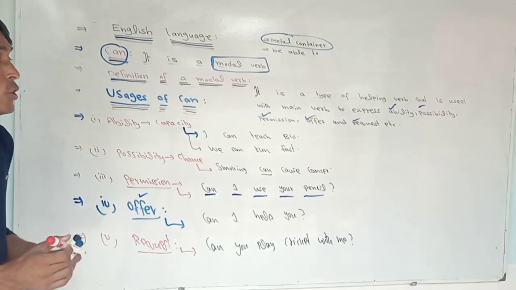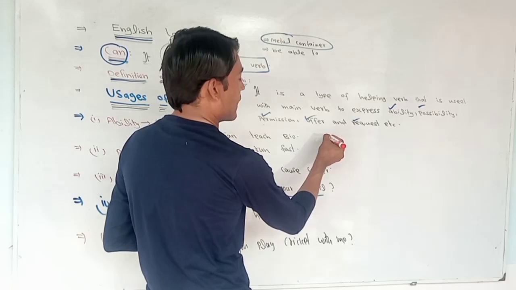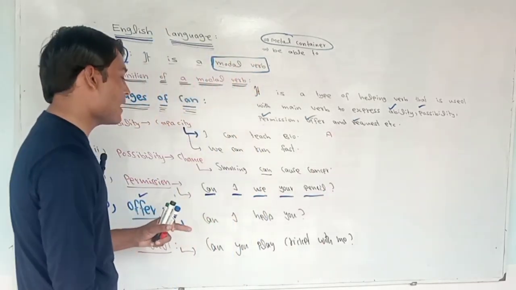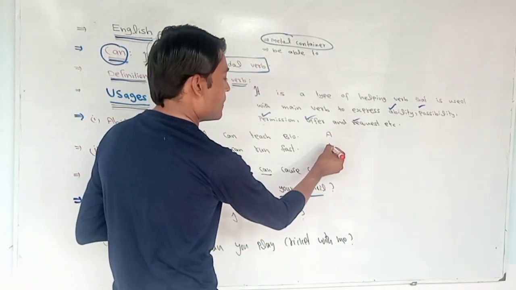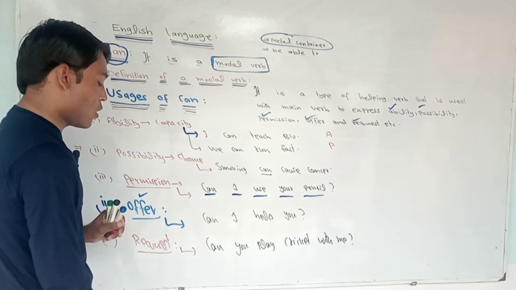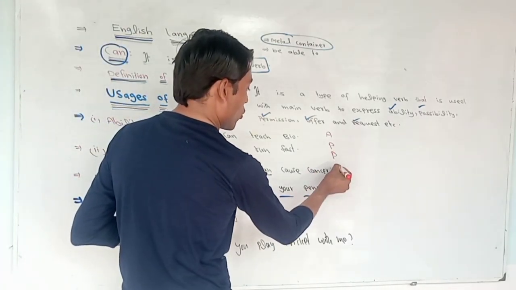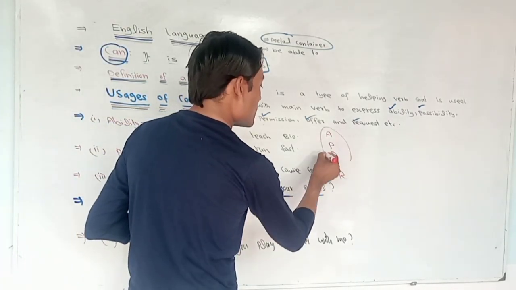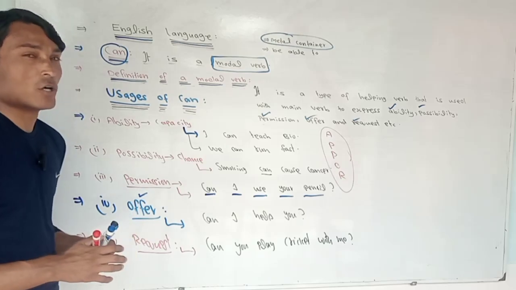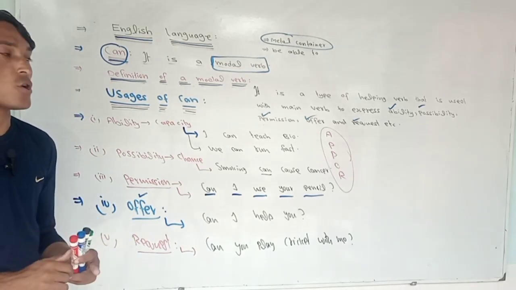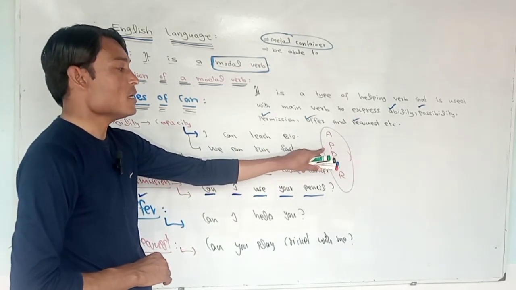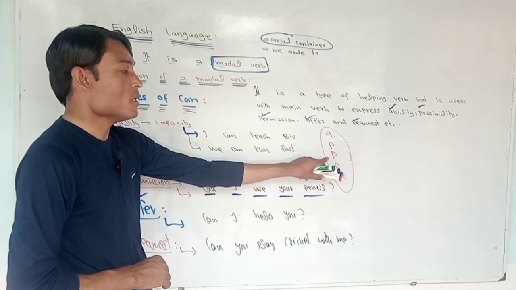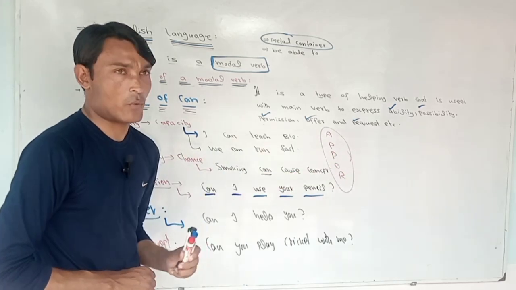Now if you look at the whiteboard here, the word can has 5 usages. How will you remember? You need to remember this mnemonic: A for ability, P for possibility, P for permission, O for offer, and R for request. If you remember this, you will definitely know the usage of can. The first is ability, then possibility, then permission, then offer or request.